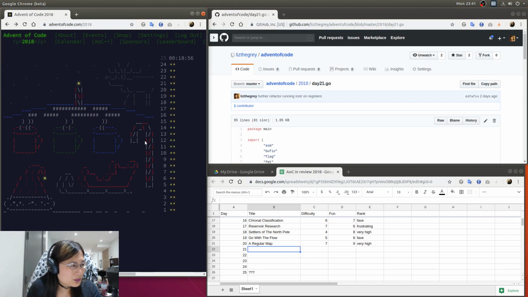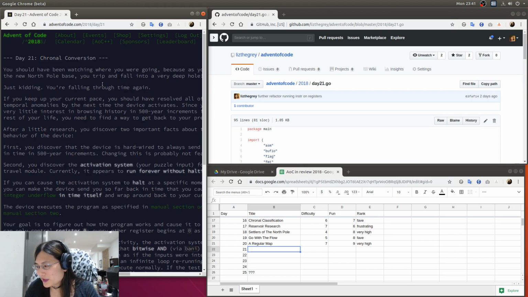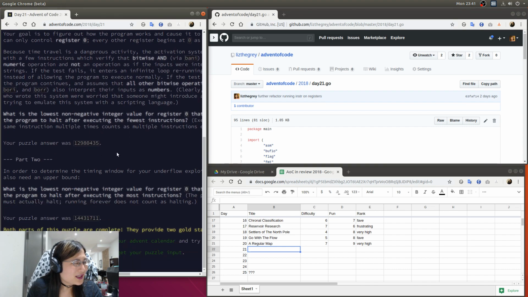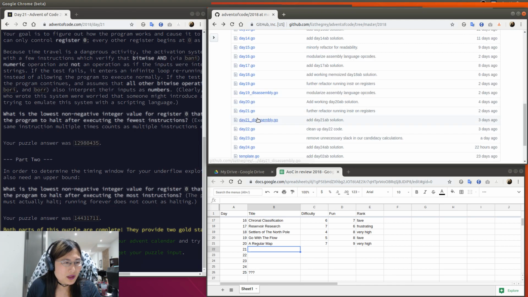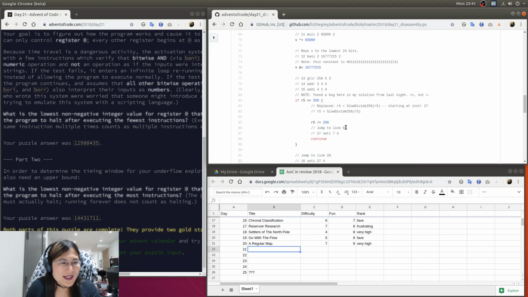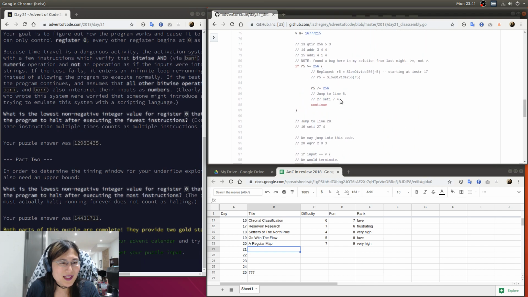Okay. Day number 21. For day number 21, we had to figure out what are the values that cause this mystery program to halt. And not only the first value that could potentially cause it to halt, but all values that could cause it to halt. So I initially started off disassembling the whole thing to try to figure out, okay, what is this doing? And not only that, I messed it up. And I'm really mad about it.